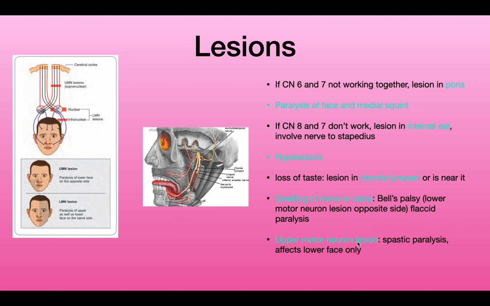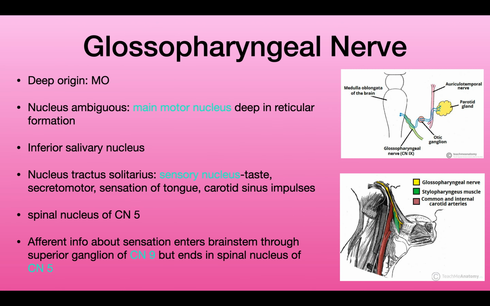In an upper motor neuron lesion, there's going to be spastic paralysis, and that only affects the lower face. Cranial nerve number 9 is going to come from the medulla oblongata, and in particular the nucleus ambiguus. So it's the main motor nucleus deep in the reticular formation, and it innervates the inferior salivary glands. The nucleus tractus solitarius is going to be your sensory nucleus, and that's responsible for taste, secretomotor, sensation of the tongue, and the carotid sinus impulses.